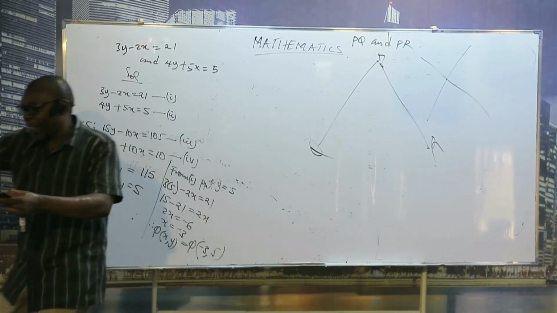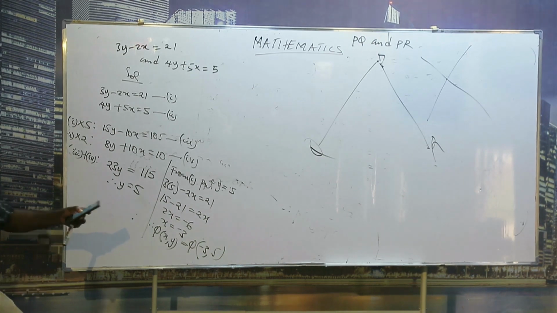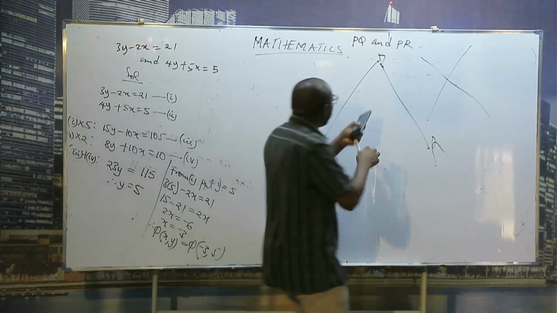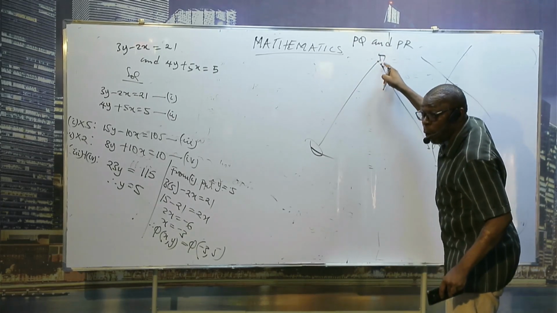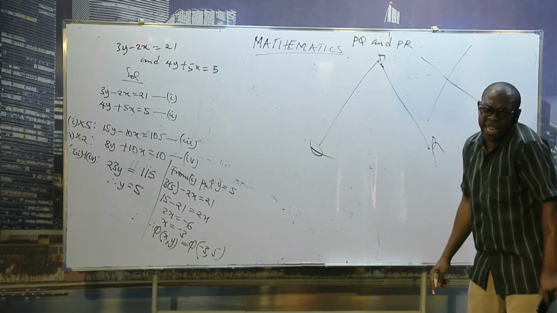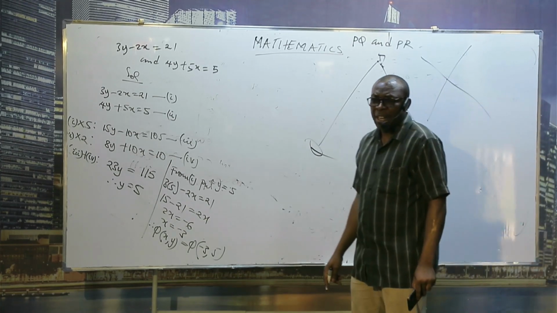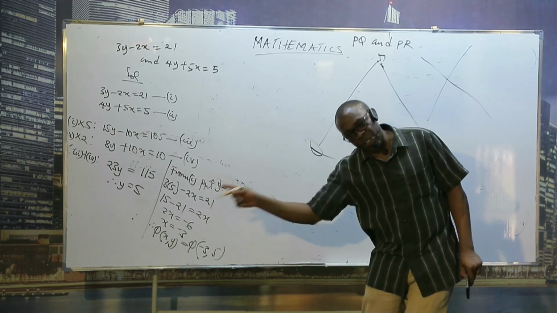Let's be moving. Hope you understand now. So it means that if you analyze it this way, you know that the only thing they can ask you here is the coordinate of what? Which is their point of intersection.